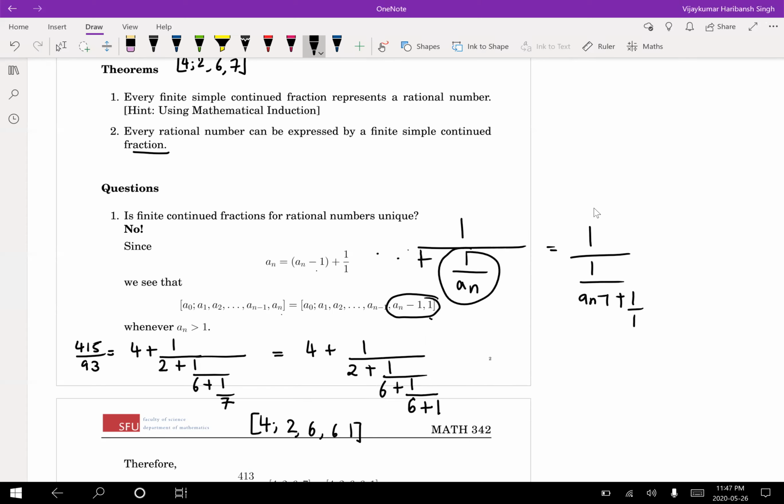But beyond these two different representations, the simple continued fraction representation for a rational number is unique.